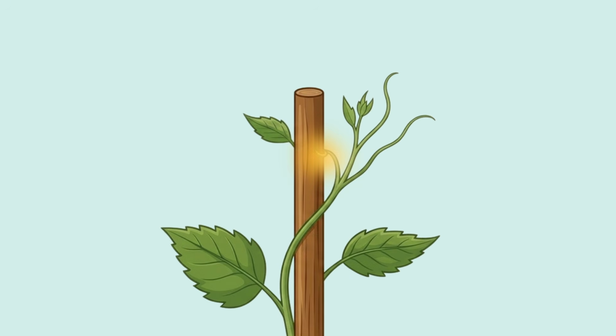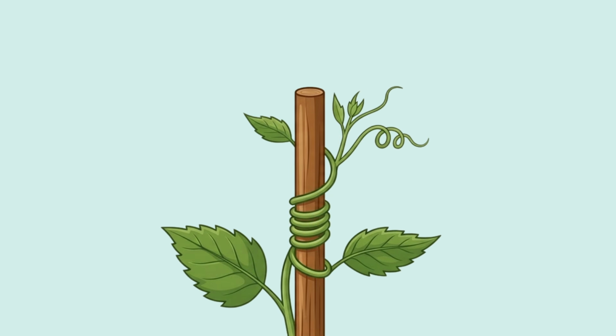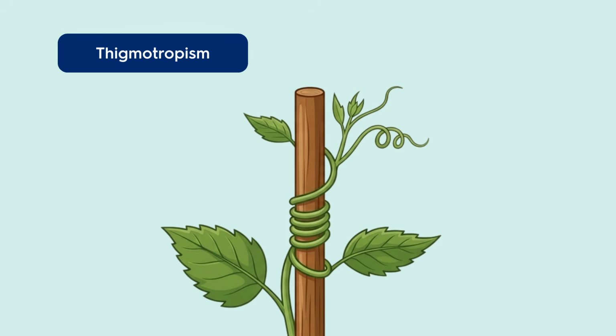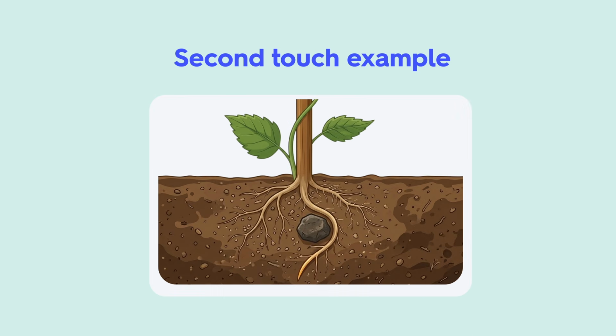Now let's deepen this with more specific examples. A vine tendril touches a pole, then slowly coils around it. That's thigmotropism, growth turning in response to touch. This response isn't limited to vines. Touch can also guide roots. If a root hits a small obstacle, like a rock, it can curve and keep growing around it. The turning is triggered by contact, so it's thigmotropism.